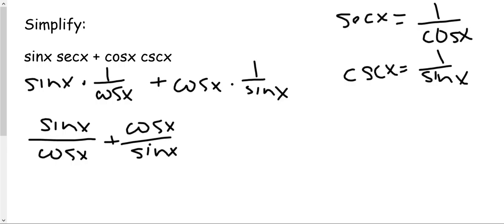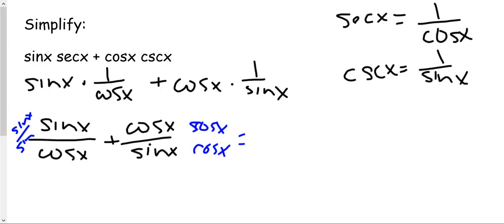One of my options from here would be to convert these to tangent of x plus cotangent of x, but I'm going to see if I can go a little bit further with this. And instead, I'm going to get a common denominator between these two fractions. So that means I'm going to multiply this first fraction by sine of x over sine of x, and I'm going to multiply the second fraction by cosine of x over cosine of x.